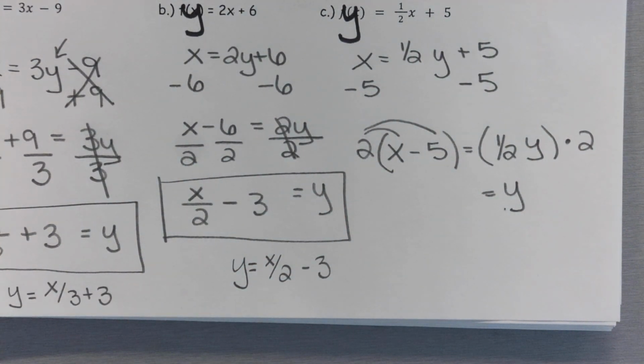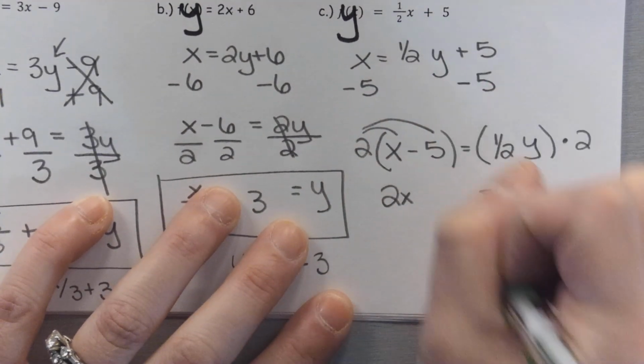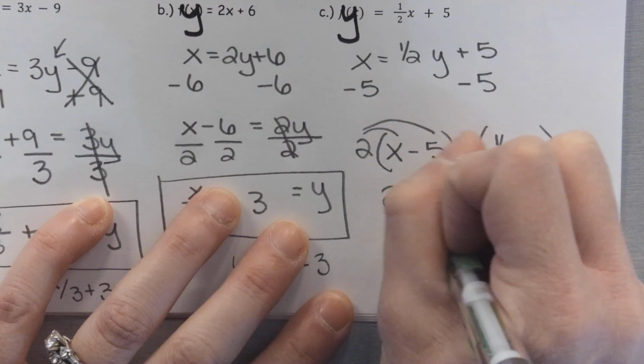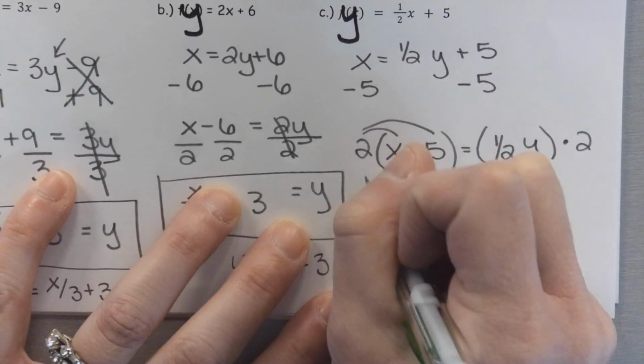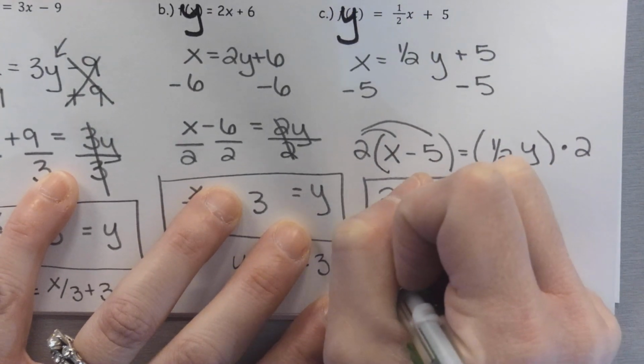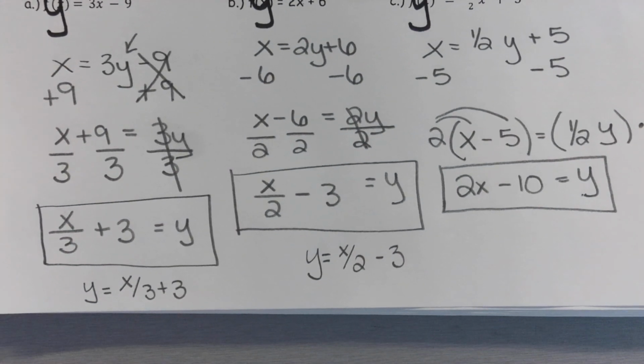So 2 times x is 2x, and 2 times negative 5 is negative 10. And that's it. What do we think? Can we do that? Okay. So we talked about just the points yesterday and how to flip them and find the inverse. Today we talked about the equations. So if you're given an equation, what to do.